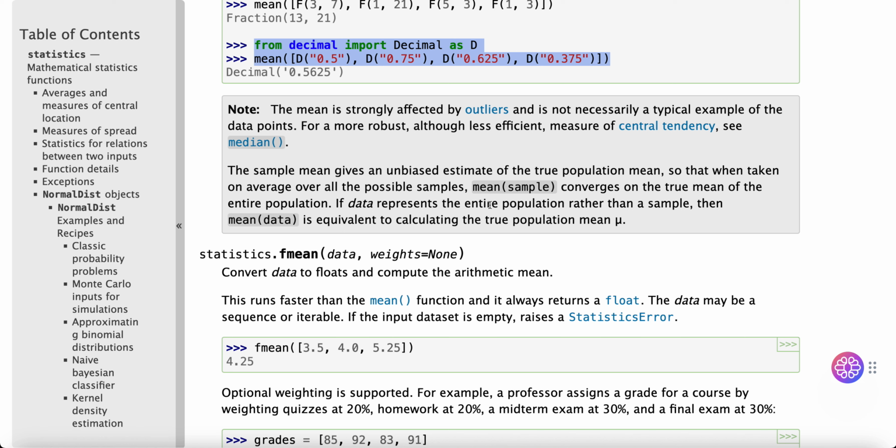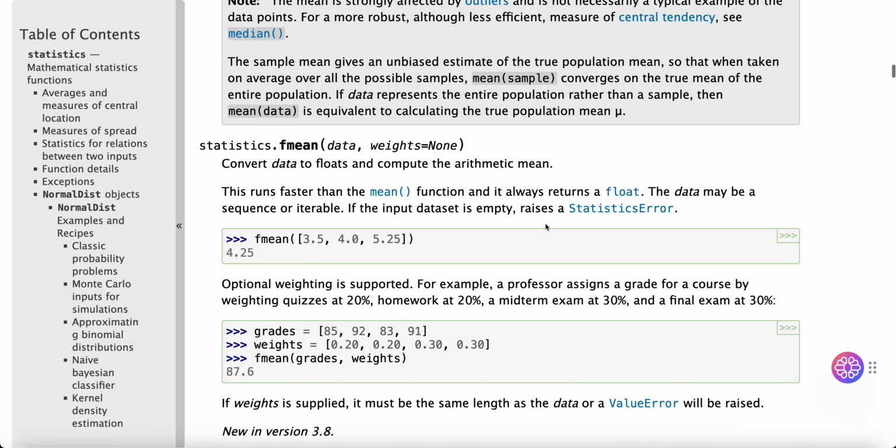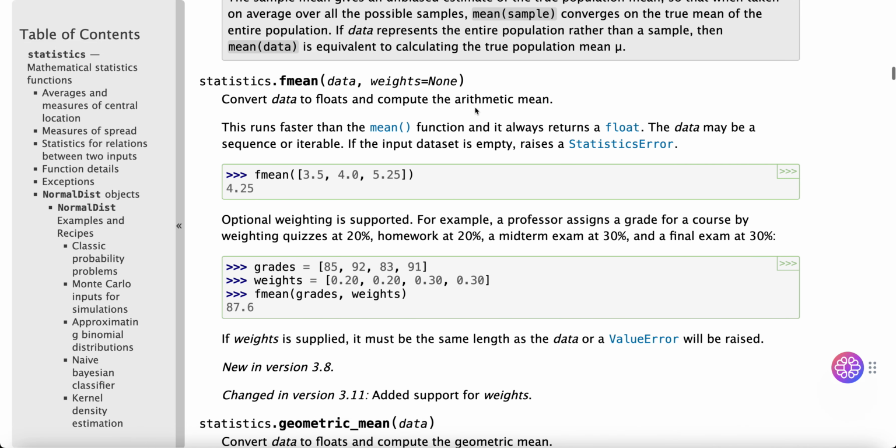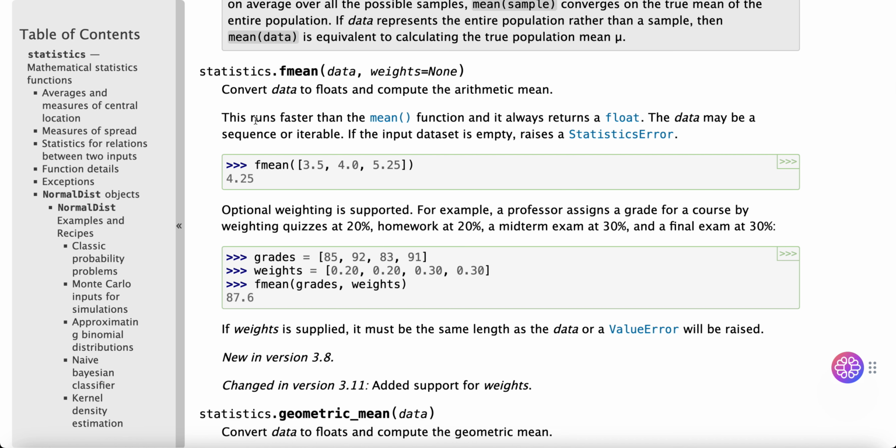If data represents the entire population rather than a sample, then mean(data) is equivalent to calculating the true population mean, mu. statistics.fmean(data, weights=None). Convert data to floats and compute the arithmetic mean. This runs faster than the mean function and it always returns a float. The data may be a sequence or iterable. If the input data set is empty, it raises StatisticsError.